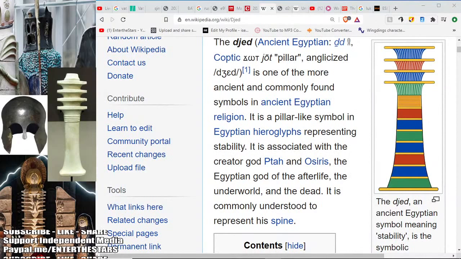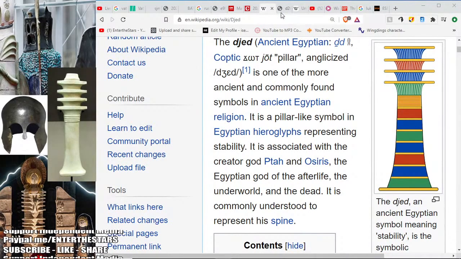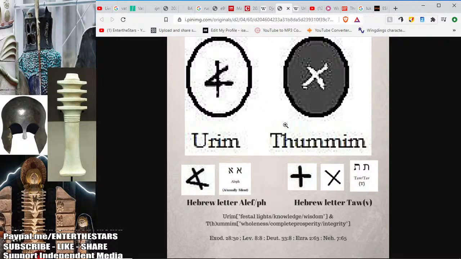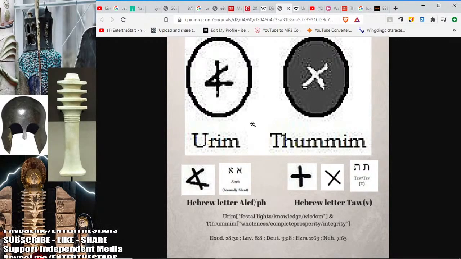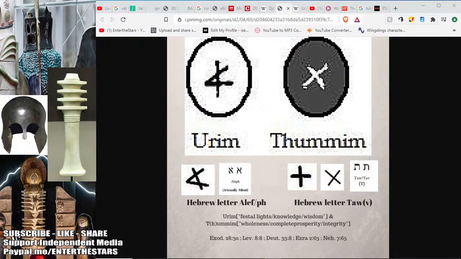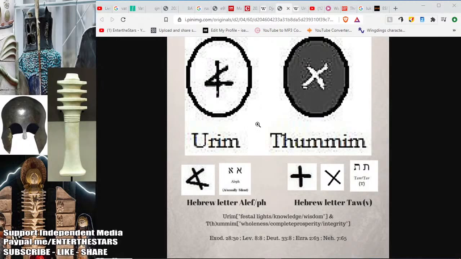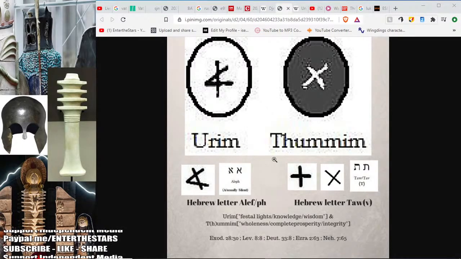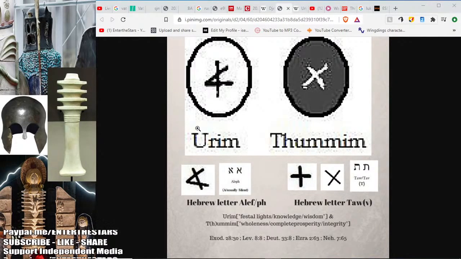So, back to Solomon. Well, there were what are called stones of light and perfection. Urim and Thummim. Now, it's weird because Uma Thurman was named after this. Of course, Hollywood, they love to do knockoffs of what God does that is good. But these two objects are mentioned in the Old Testament. We're going to read about them. Urim and Thummim, the stones of light and perfection.